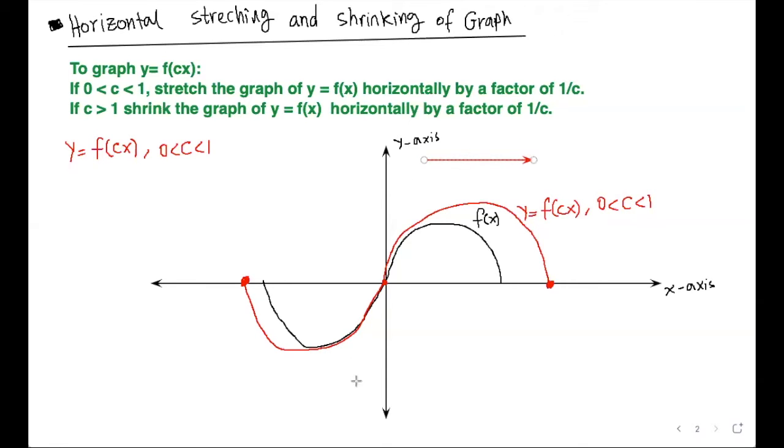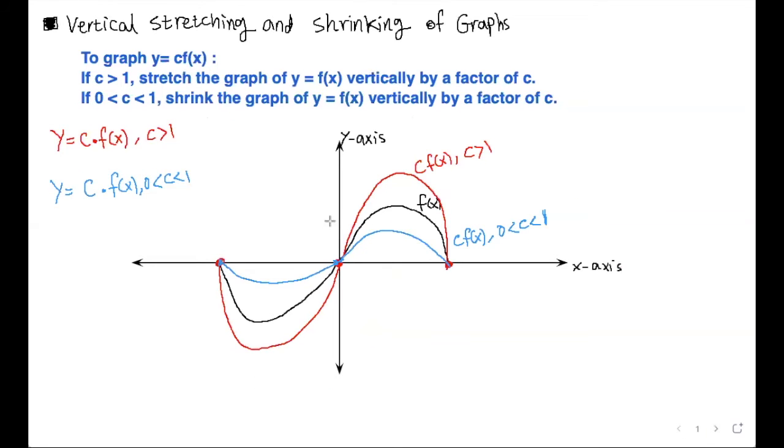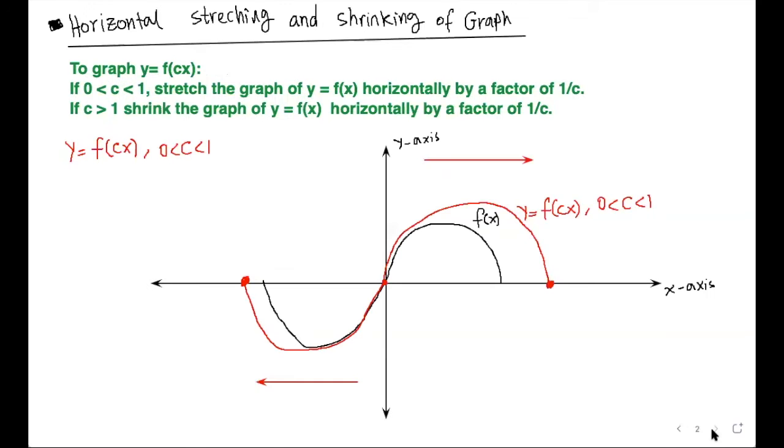This side horizontally, this side horizontally. Here vertically again, like up and down. Now for the other function, y equals f of cx, and c here is greater than 1. This means we do shrinking for the function horizontally.